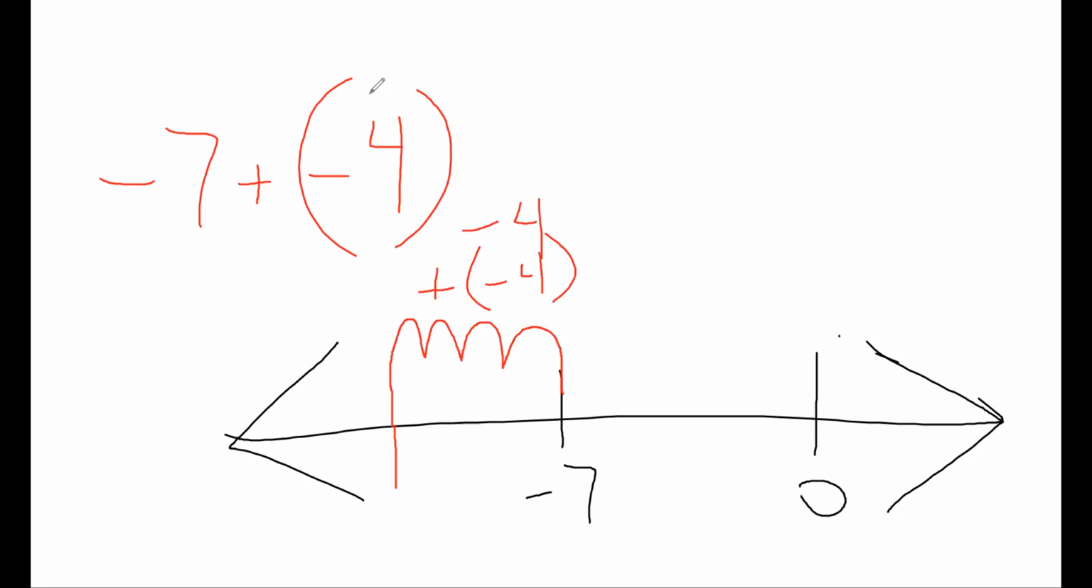So then, if I started at negative 7 over here, and remember, if I went 4 units this way, the number is going to get closer to 0. But if I go this way, the numbers are going to appear to get more extreme. So then negative 7 plus negative 4 is going to be what? Negative 11, exactly.